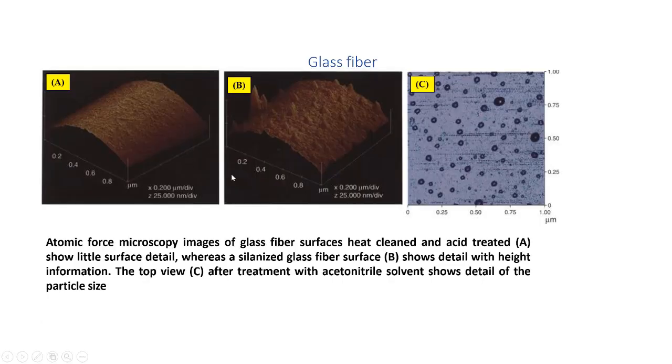Then this is a glass fiber image. The first image shows a glass fiber having a heat-cleaned and acid-treated surface, and this shows very little surface detail. Then they analyzed the glass fiber, and it is showing the details with the height also. And then this is after treatment with acetonitrile solvent, so the details of the particle size we are able to see in these pictures.